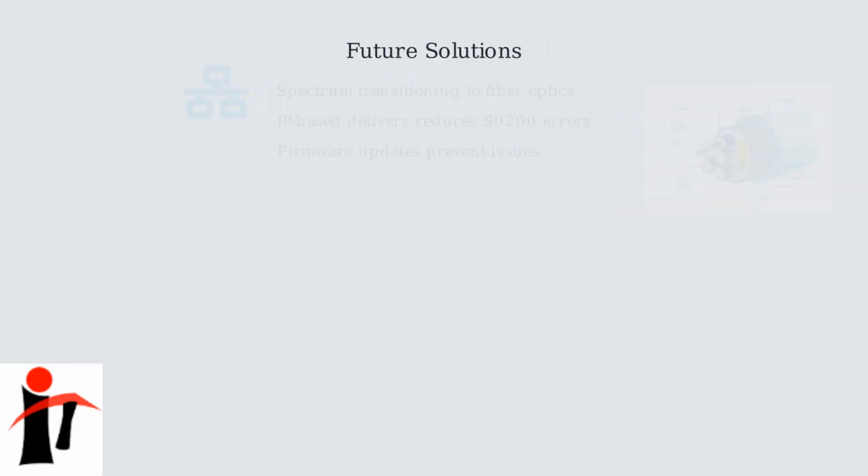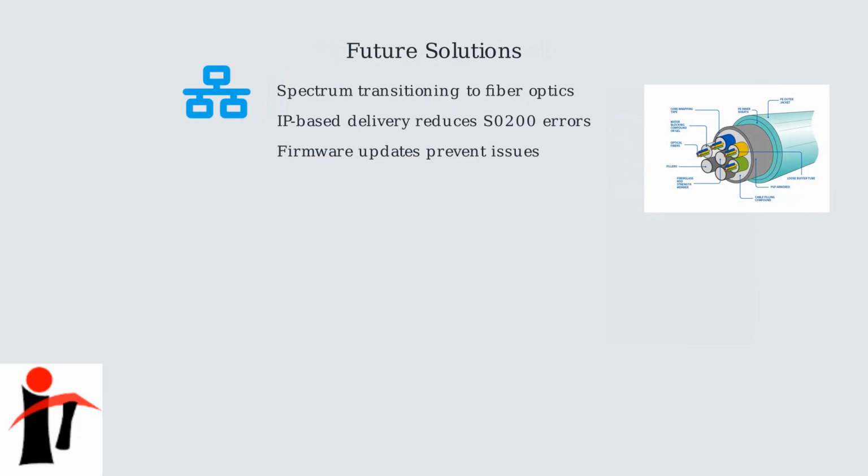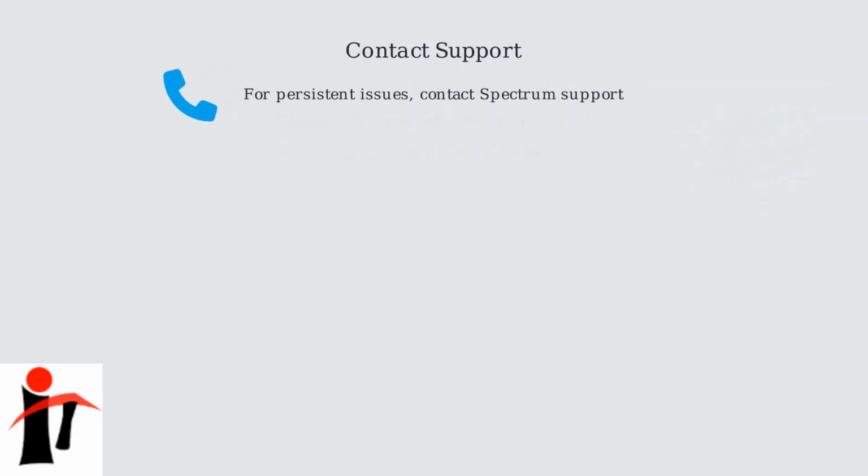As Spectrum transitions to fiber optics and IP-based delivery, S0200 errors are expected to diminish. Firmware updates and proactive monitoring services can also prevent future occurrences. For persistent issues, contact Spectrum support.